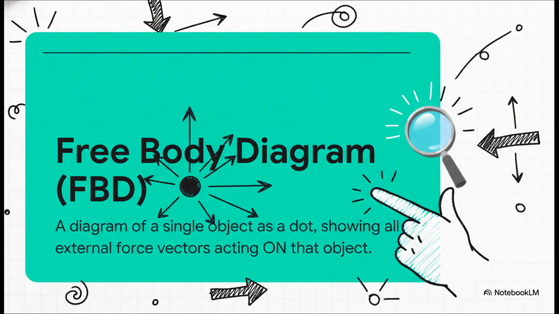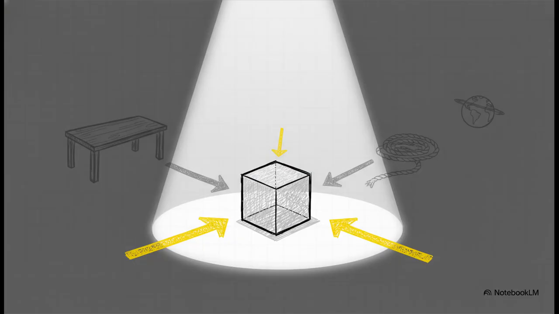A free body diagram, or FBD, is a super simplified diagram. You take your object, your body, and you represent it as just a single dot. Then, and this is the important part, you show all the external force vectors that are acting on that object. The two phrases you have to burn into your brain are single object and forces acting on it. That's the whole game.